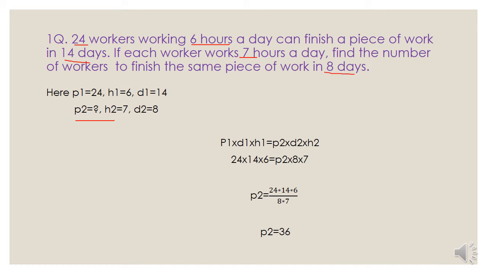By substituting the values in the formula, P1 into D1 into H1 is equal to P2 into D2 into H2, we will get the value of P2. Here P2 is equal to 24 into 14 into 6 by 8 into 7, that is equal to 36. Here this is the required value. P2 is equal to 36.